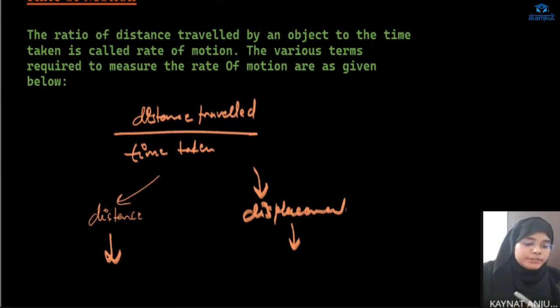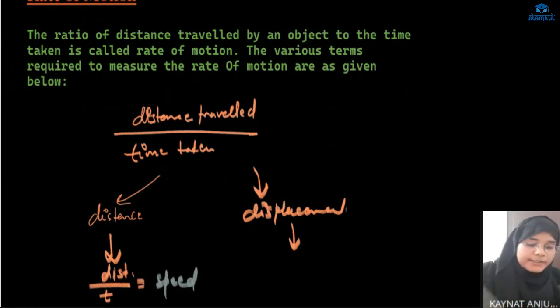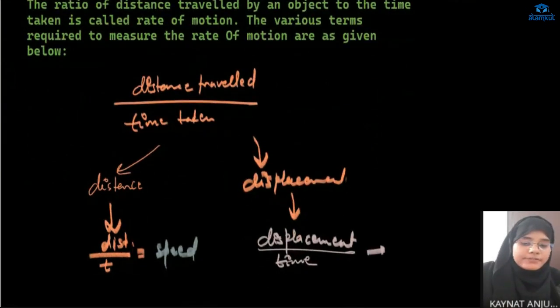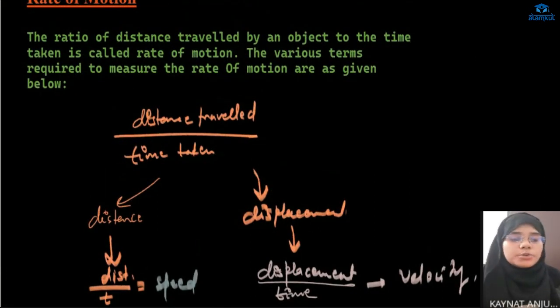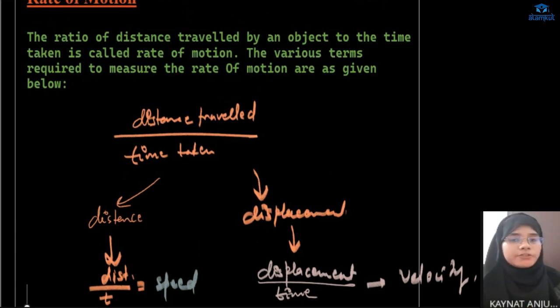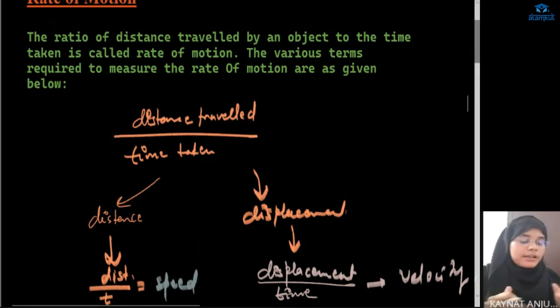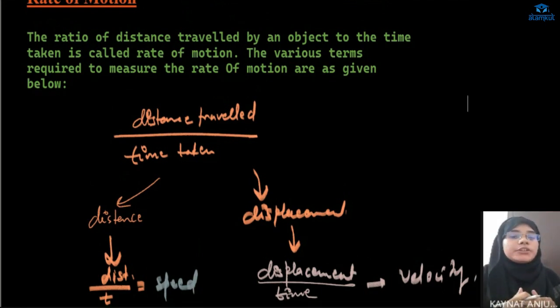If we talk about distance upon time, then it will be speed. And if we talk about displacement upon time, the ratio of the displacement to the time, then we are talking about velocity. So these are the two various terms that are going to be used to measure the rate of motion. Today we will discuss only speed, not velocity. In the next lecture, we will be talking about velocity as well. So we will talk about speed today.